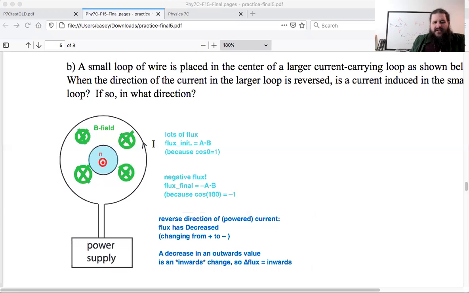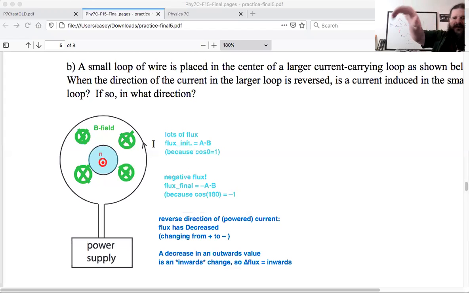But for practical purposes, you can treat flux as being in the direction of the normal vector. So we can say that in terms of direction, delta flux is inwards. Flux was an outwards vector, but since it's decreasing, that's an inwards change. But again, Faraday's law has a negative in it, so we have to reverse that direction to find the induced effect. The change in flux is inwards, so the induced effect is outwards.